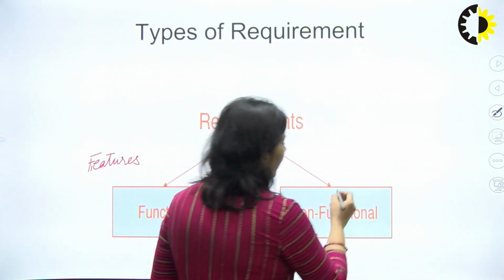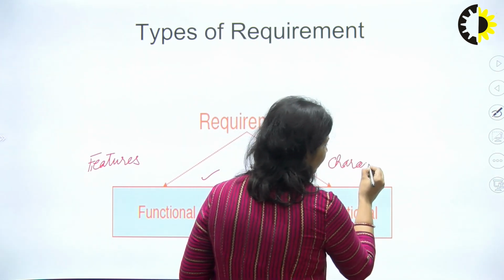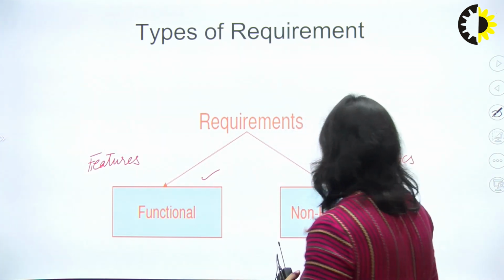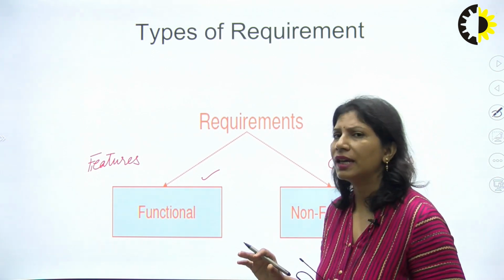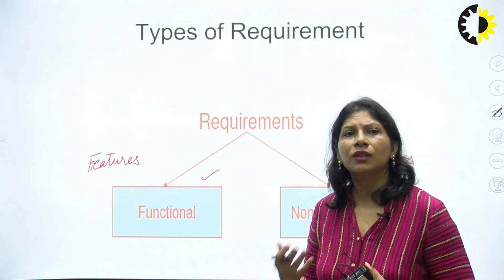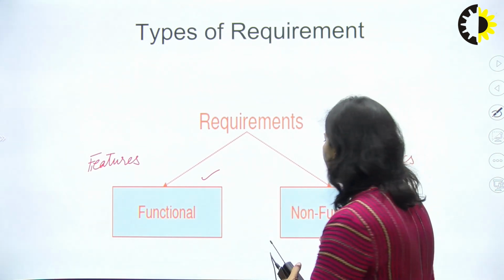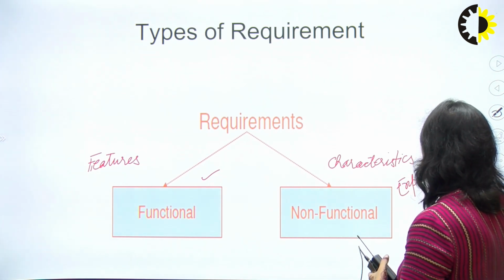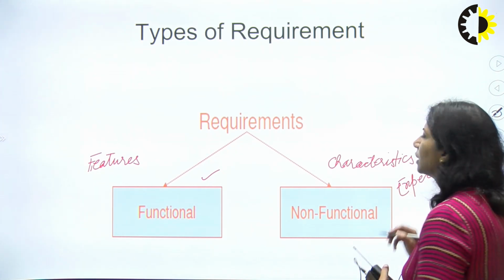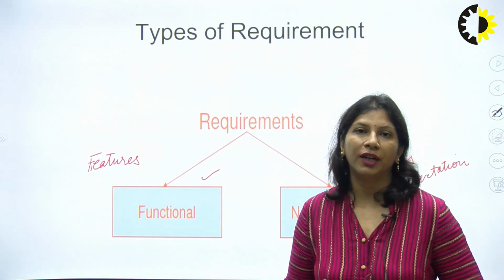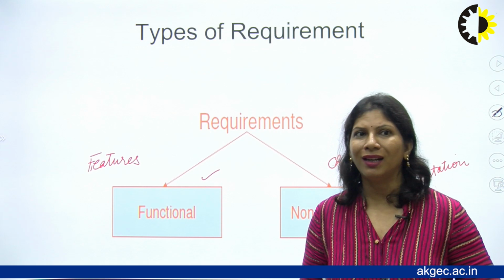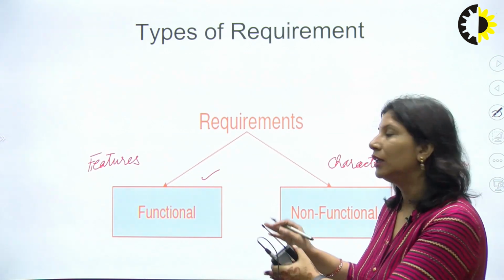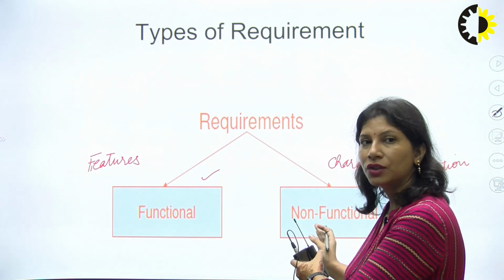Non-functional requirements are the characteristics that the system must possess, right? We can also define the non-functional requirement as the expectation of the user, that the system which is going to be developed should be efficient enough, should be secure. We cannot simply say that my system is secure. Security is an expectation that comes under the category of non-functional requirements.